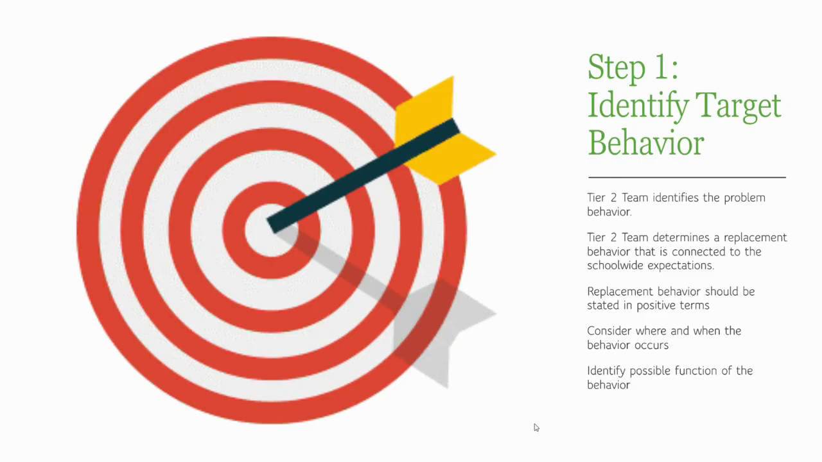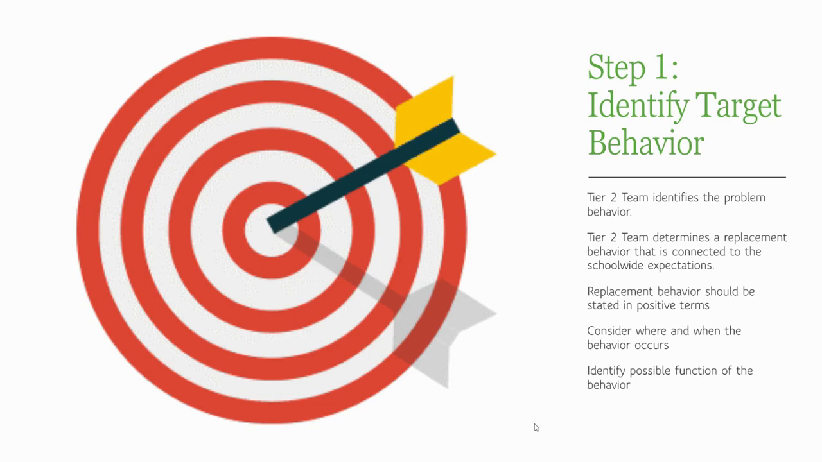So let's go over these steps one by one. The first step, as I said, is to identify that target behavior. So that tier 2 team is going to identify the problem behavior. And again, prior to the student being enrolled into tier 2 intervention, that tier 2 team has done some problem solving. They are identifying the behaviors that the student is experiencing that are warranting the need for tier 2 intervention. They are walking through that FACTS process to determine the function of the behavior. They're ensuring that they are matching these students to the proper intervention based on that function of the behavior.